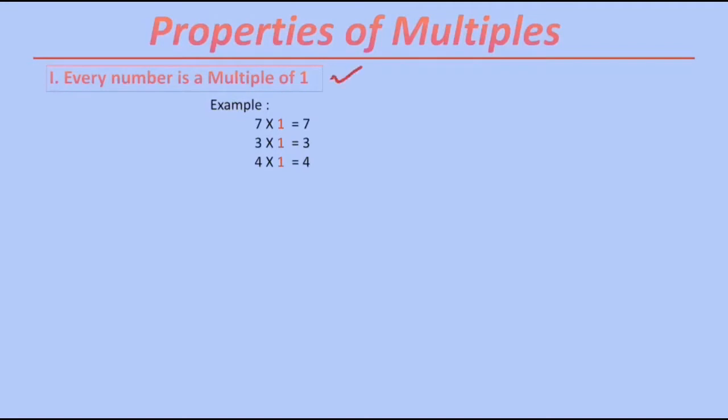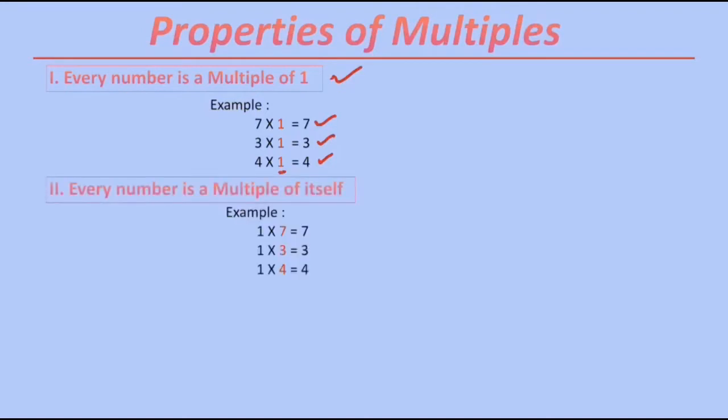Now let us learn about the properties of multiples. First property is every number is a multiple of 1. Here in this example, you are seeing 7 into 1 gives 7, 3 into 1 gives 3, 4 into 1 gives 4. All these numbers are the multiples of 1.